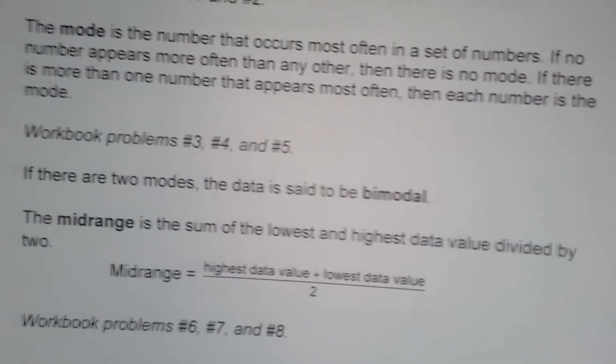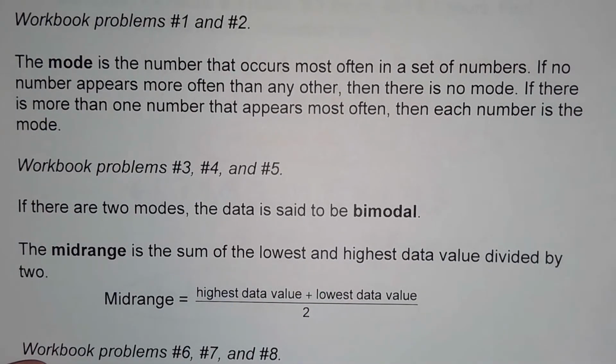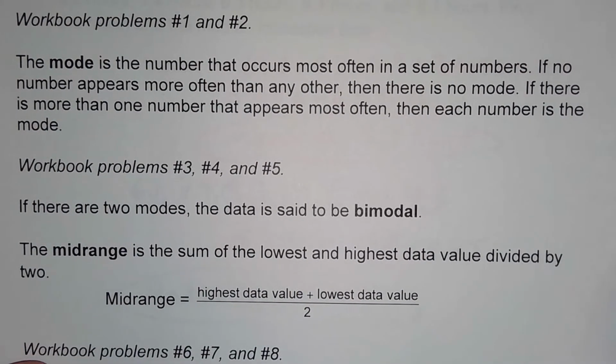Let's go back to our handout. The mode is the number that occurs most often in a set of numbers. If no number appears more often than any other, then there is no mode. If there is more than one number that appears most often, then each number is the mode.